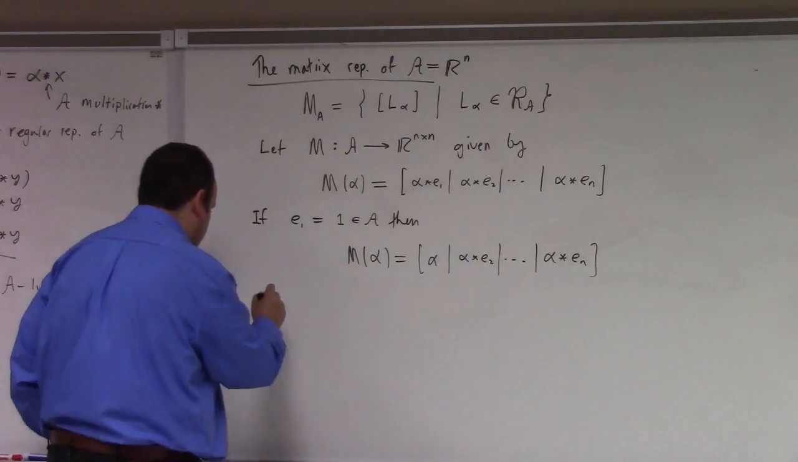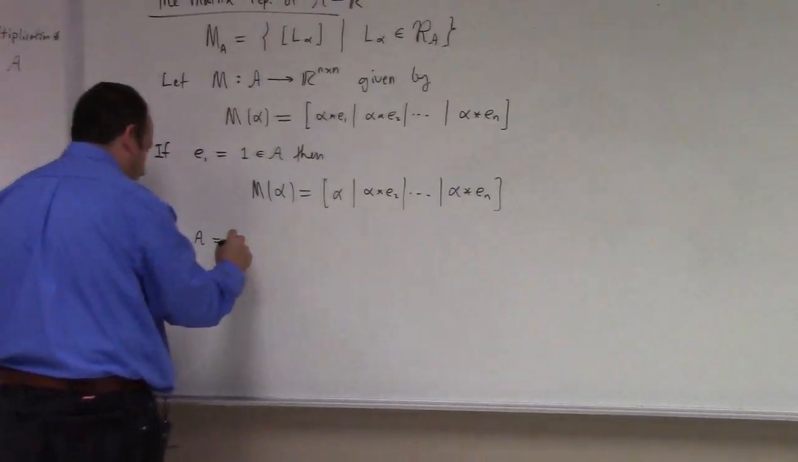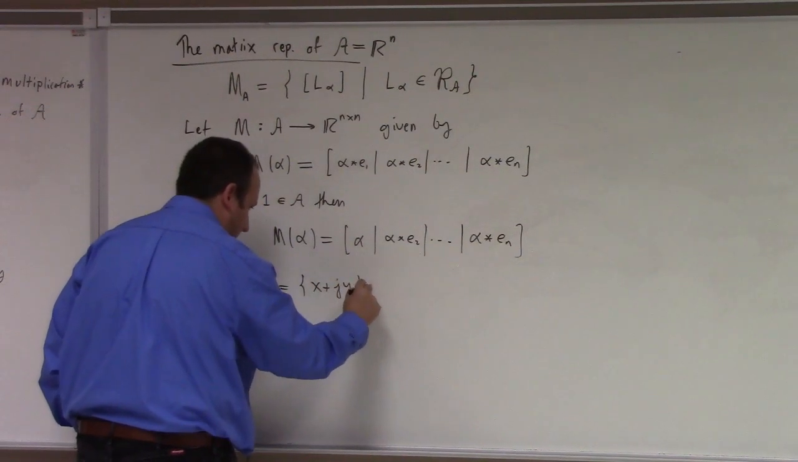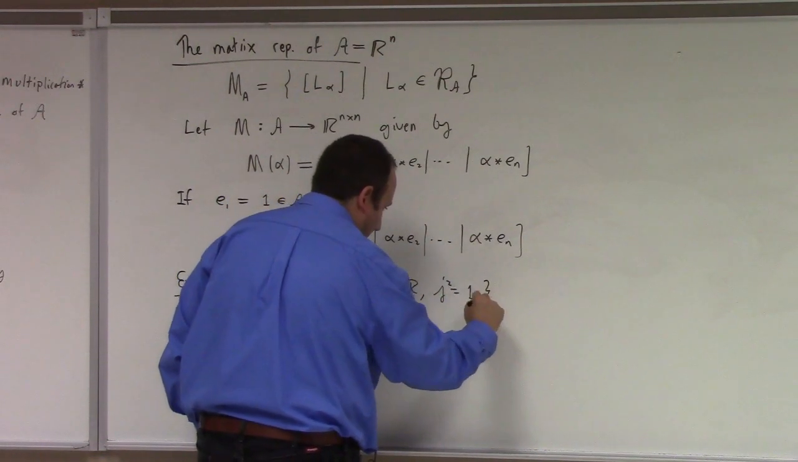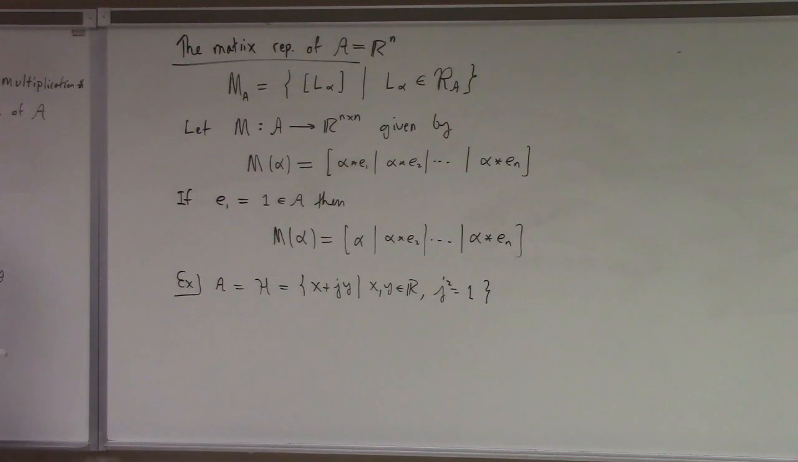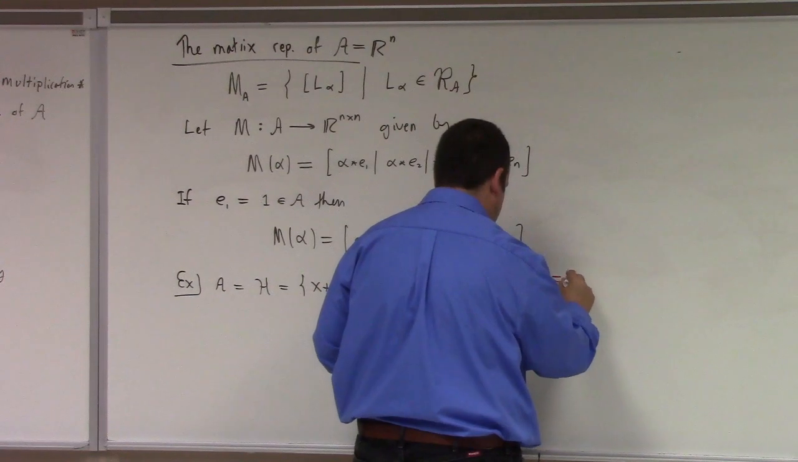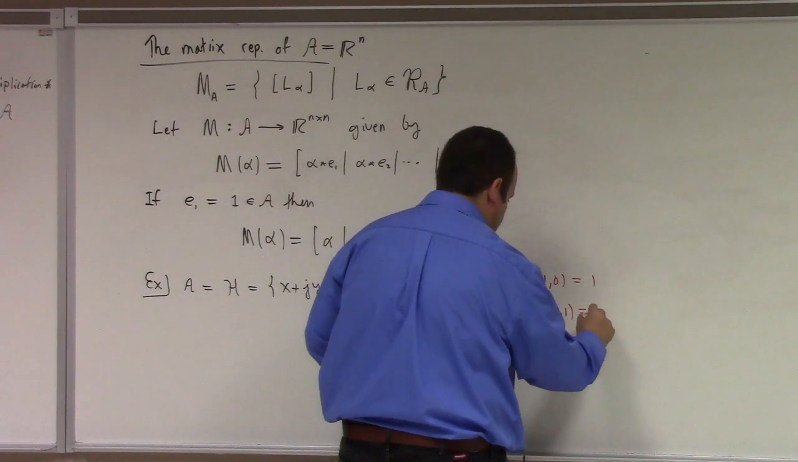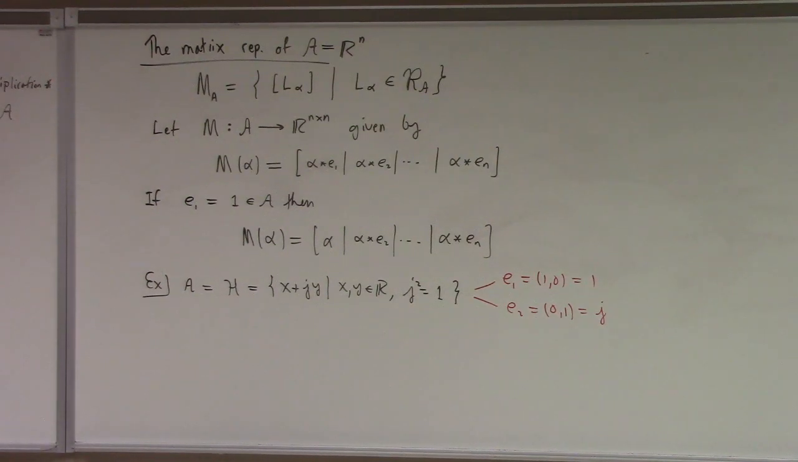Let me just do one example here. Let's look at the algebra equal to the hyperbolic numbers. So that's x plus jy, such that x and y are real numbers, and j squared is equal to 1. So basically the notation here is very simple. It's E1, which is of course 1, 0, that's equal to 1. And E2, which by the way is 0, 1, is equal to j. That's our standard notation for the hyperbolic numbers. Just like for complex numbers, our standard notation is 1, 0 is 1, and 0, 1 is i.